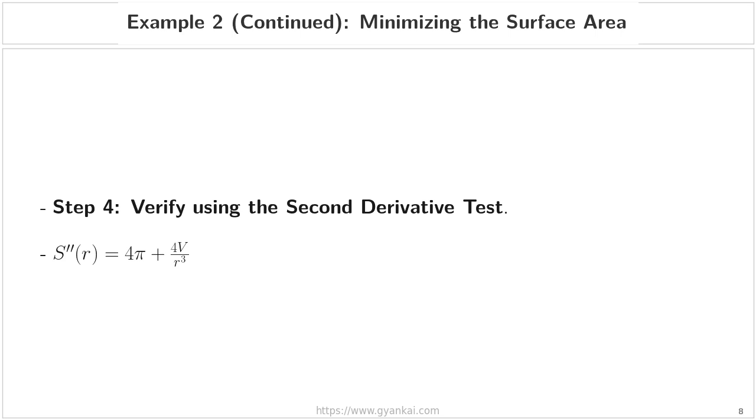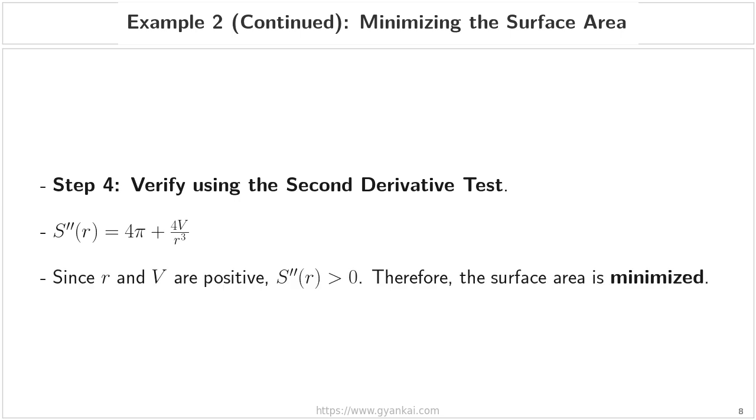If we take the second derivative of S with respect to r, we get 4 pi plus 4V divided by r cubed. Now, consider the physical context of our problem. Both the radius, r, and the volume, V, must be positive values. Because all terms in the expression are positive, the second derivative of S with respect to r is guaranteed to be greater than 0. As we discussed in our general strategy, a positive second derivative confirms that our critical point is indeed a local minimum.